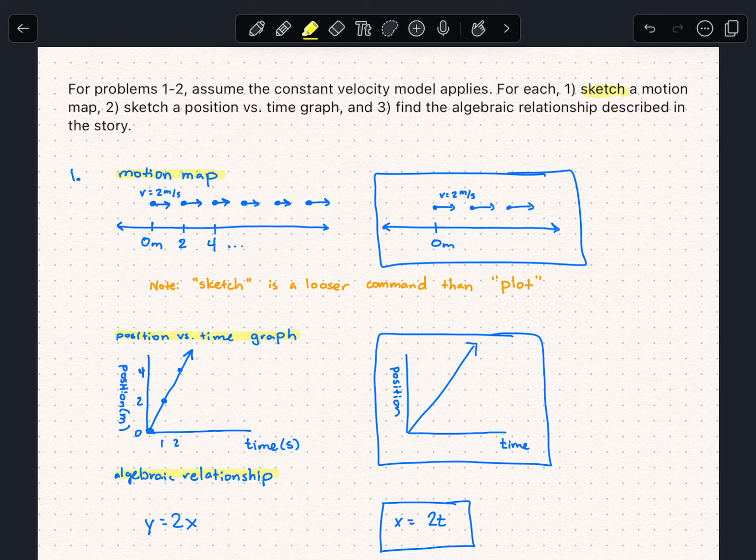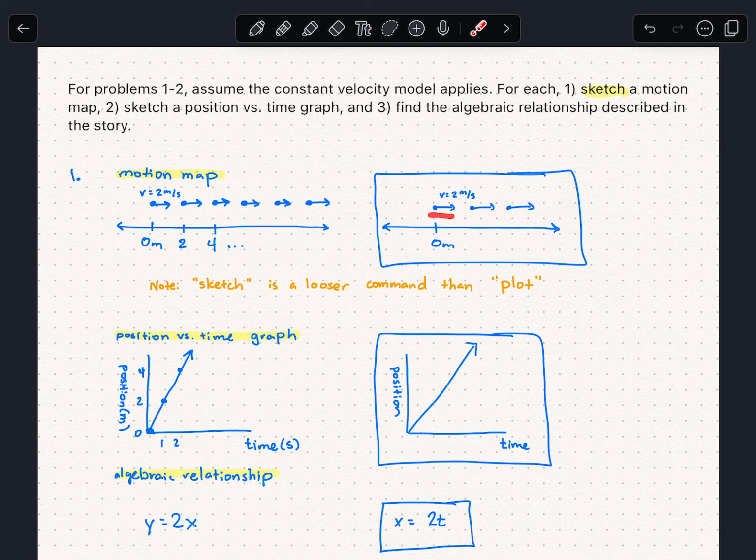Sketch is a looser command than plot, so it's okay to leave off some details. Oftentimes those details are exact position locations, like you see here in the one on the left. You can drop those. Things I do want to see: I definitely want to see the direction of travel, so arrows that point either left or right. I'd like you to label the velocity.